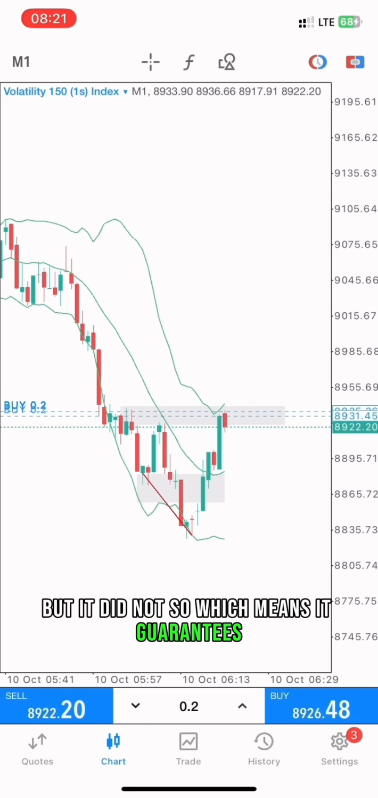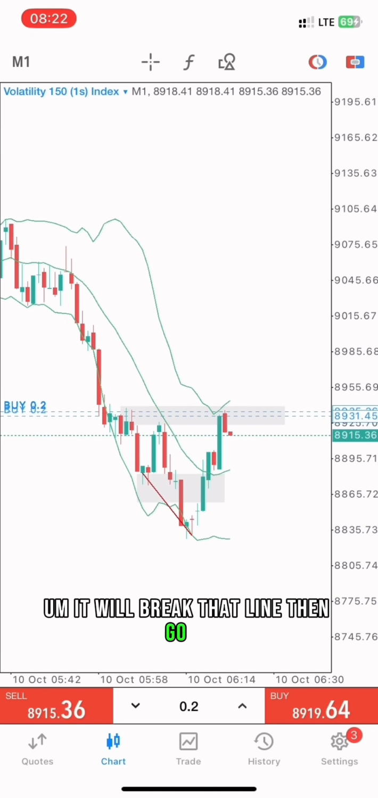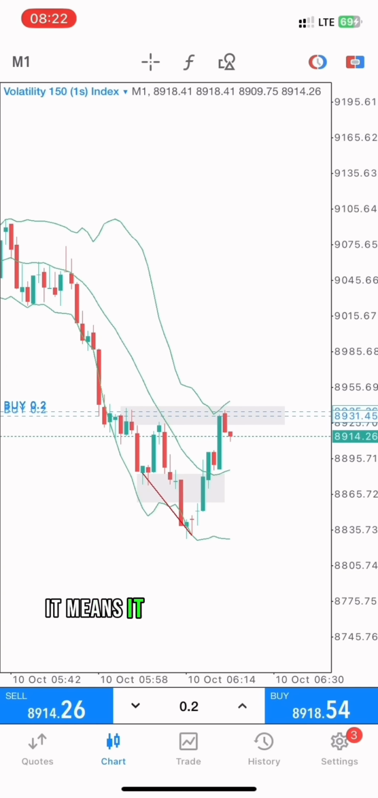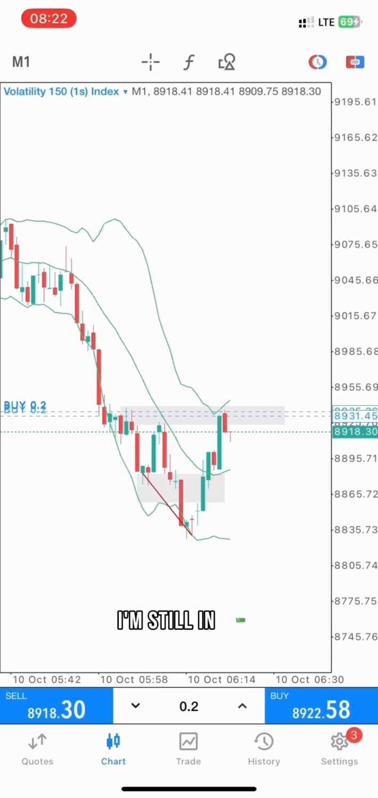And if you notice that when the price comes to touch the area of confluence, it will break that line, then go up, then it will come back to retest. I don't know if you get what I'm saying, but if it does retest, it means it will continue going up with the momentum. I'm still in loss, so be careful when you enter full margin. You might blow your account, so be careful with the positions you might enter.